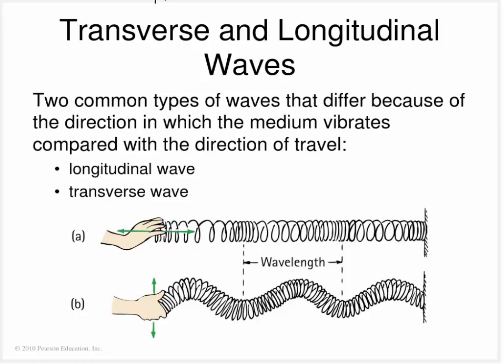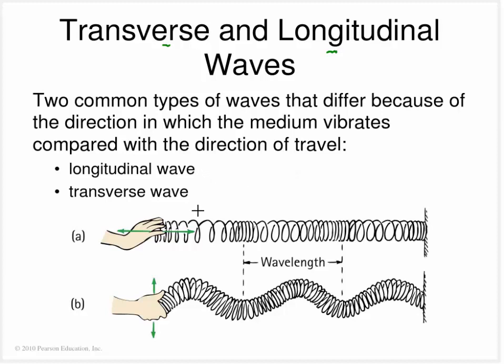Now, I do want to talk about the two types of mechanical waves that we have. We're going to have either transverse waves or longitudinal waves, and really the only thing that differentiates these is whether the particles are moving in the same direction as the wave or whether they're moving perpendicular.